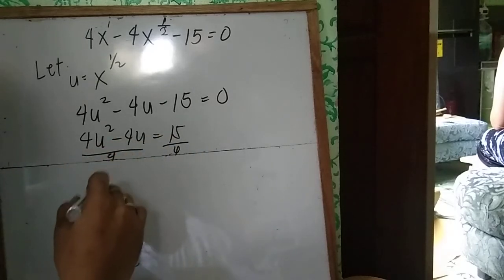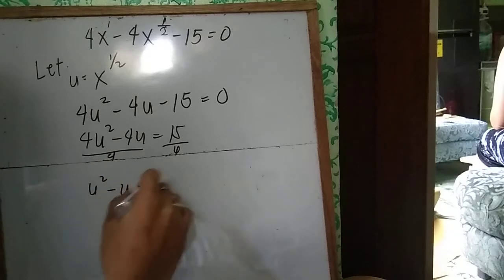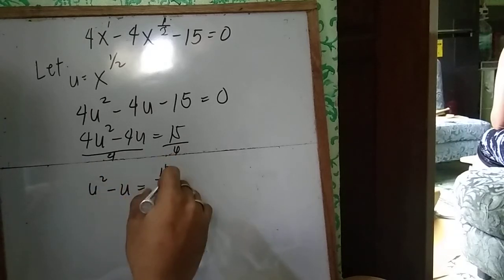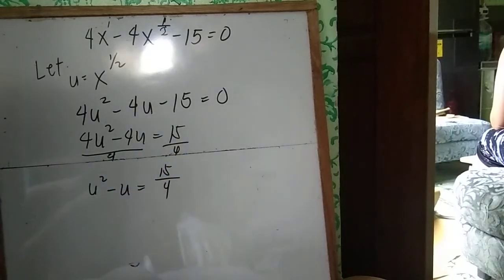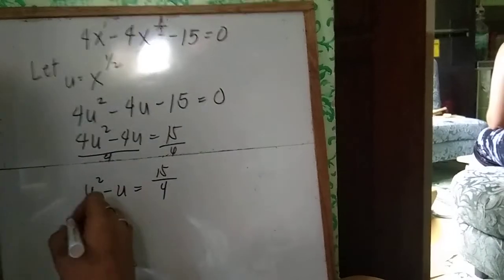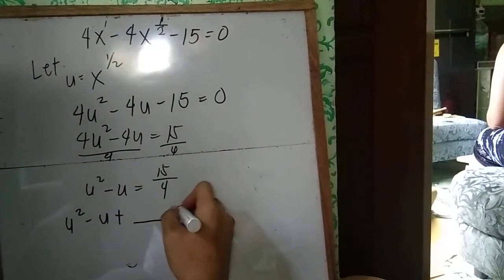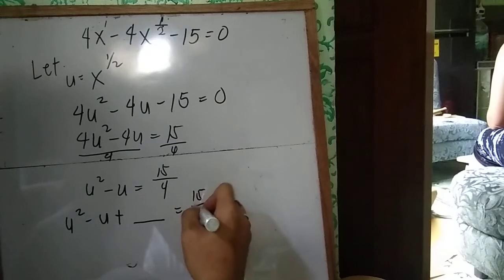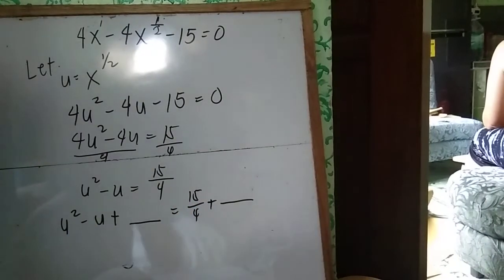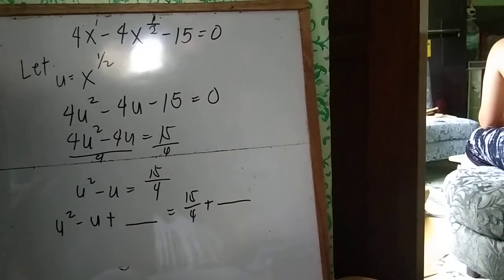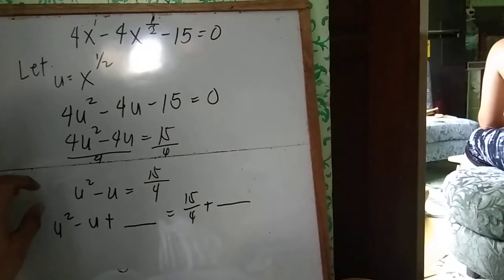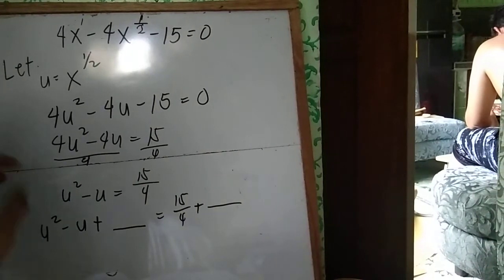So it will become u squared minus u is equal to 15 over 4. Okay, we will use completing the square. So u squared minus u plus blank is equal to 15 over 4 plus blank. The formula for completing the square is b over 2a. So we go to the given, to get the values of a and b.